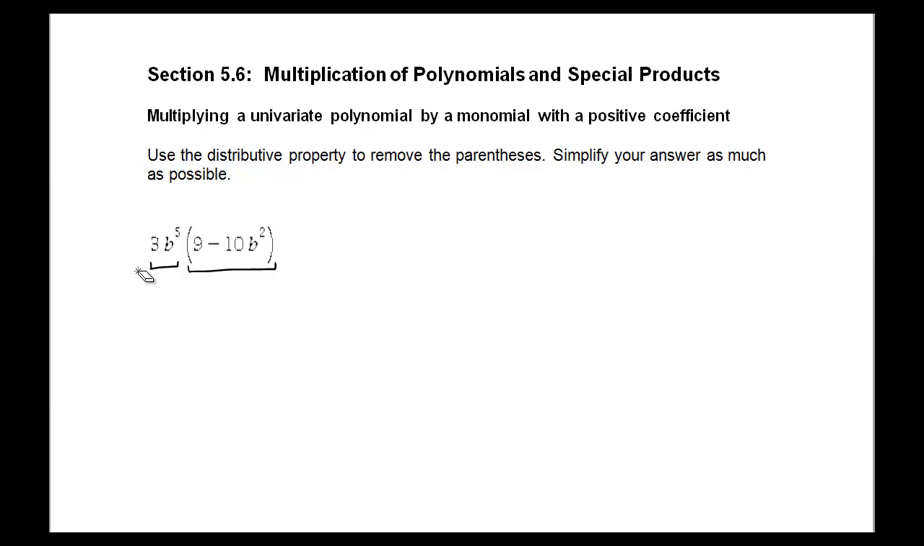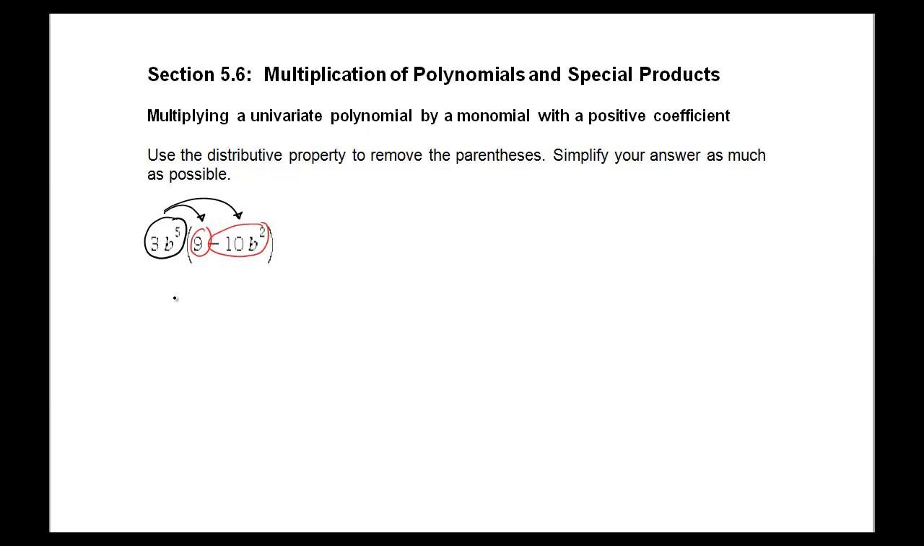Okay, so what we're going to do now is take this monomial and multiply it with everything on the inside of this binomial here. So we're going to take this 3b to the fifth and multiply it with the 9, and then we're going to multiply it by the negative 10b squared. So let's start doing that. So we'll write it out.